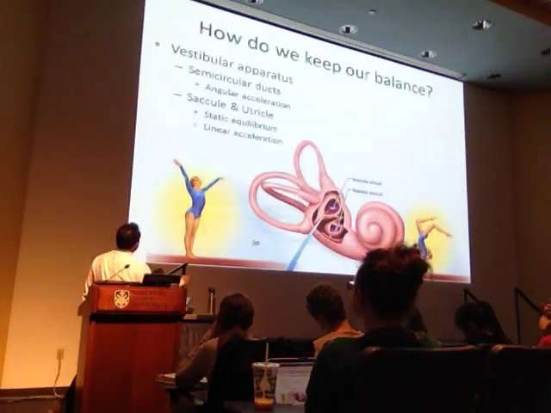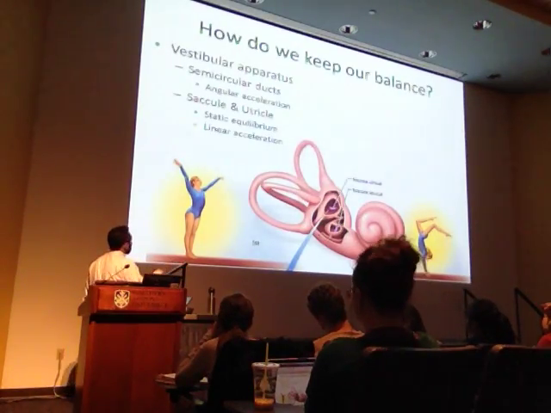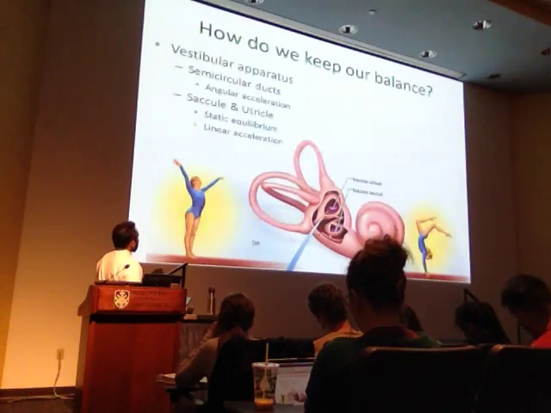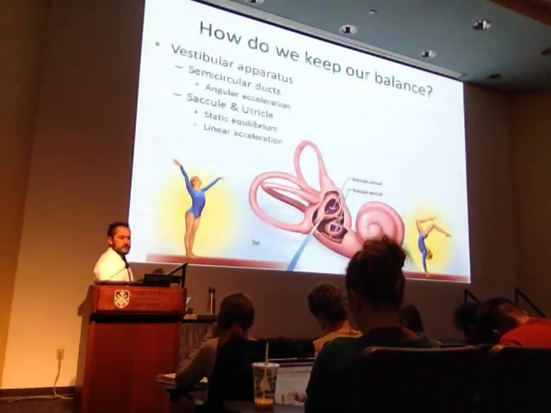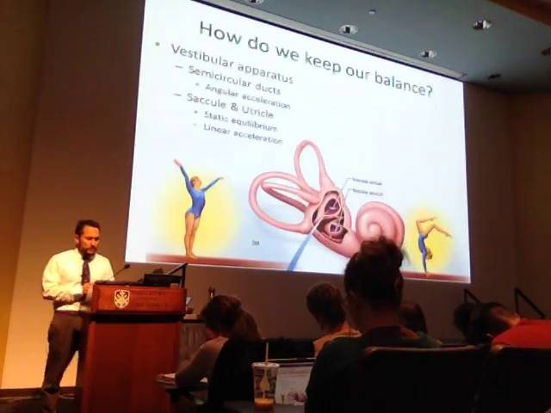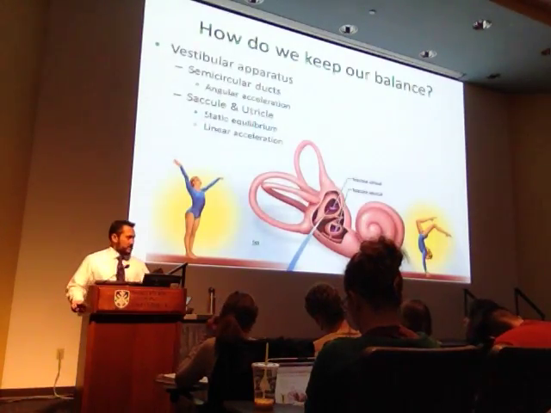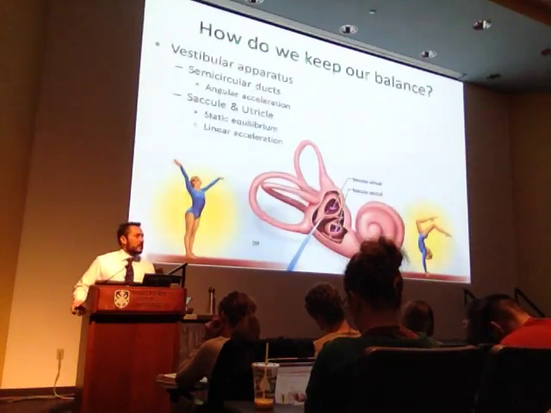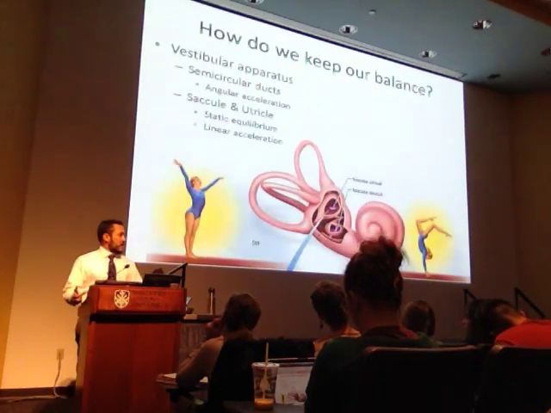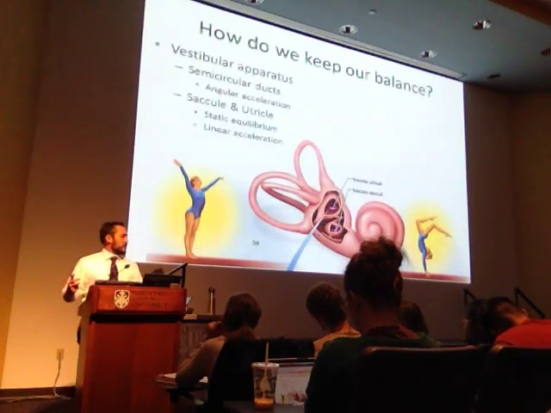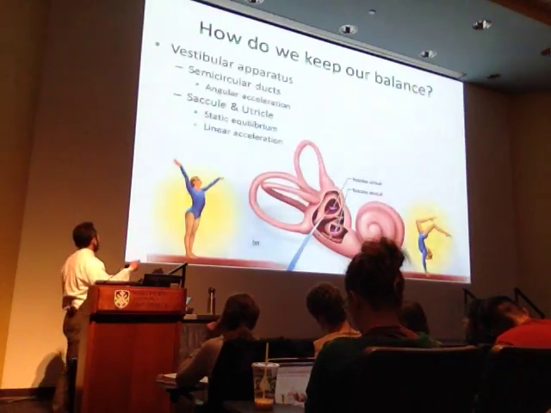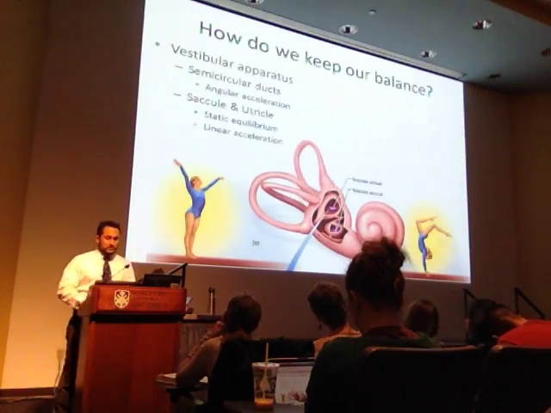The saccule and the utricle. This is giving you information about static equilibrium or linear acceleration. So like when you take off at a stoplight. So again, sort of the weird example of being blindfolded in a trunk. You would know when you were stopped and when, oh, we're moving again, right? So that's your saccule and your utricle.